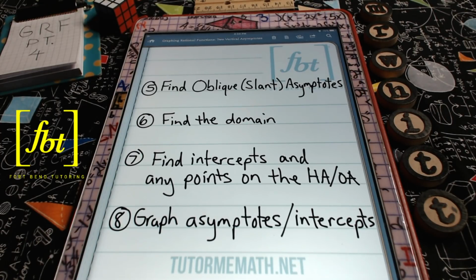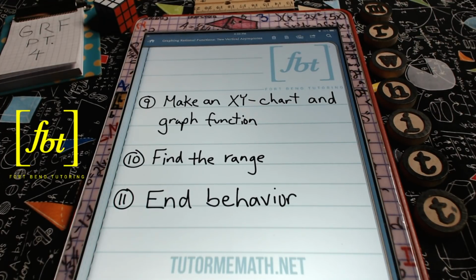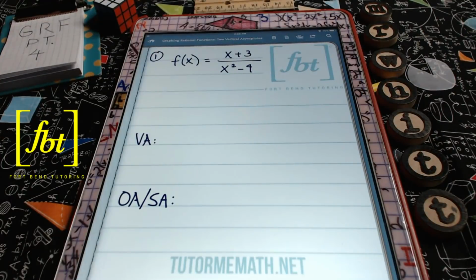Continuing on, you want to graph your asymptotes and intercepts, and you want to make an XY chart to fully flesh out the graph itself and graph your function. That's right. After that, that's when I prefer to find the range and then, of course, identify the end behavior of the overall function. All right, so let's go ahead and check out problem number 1.